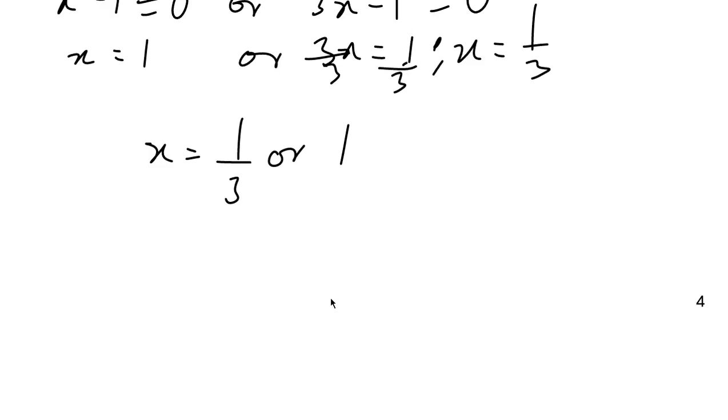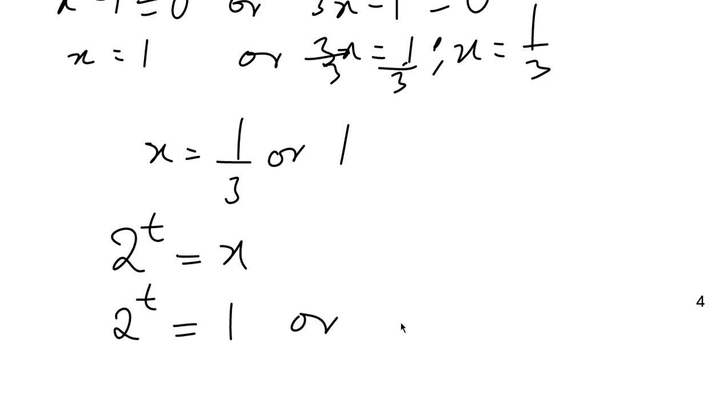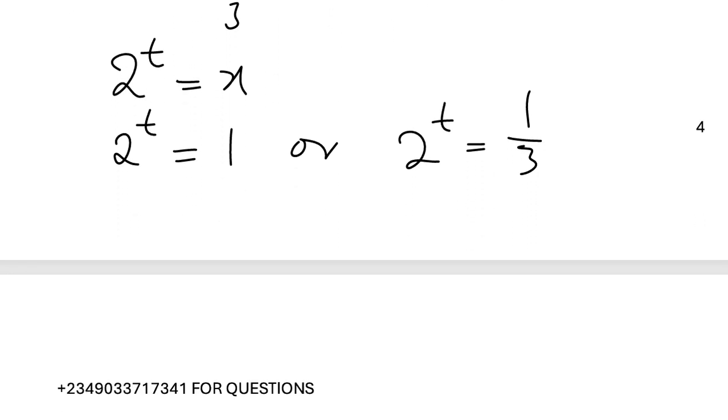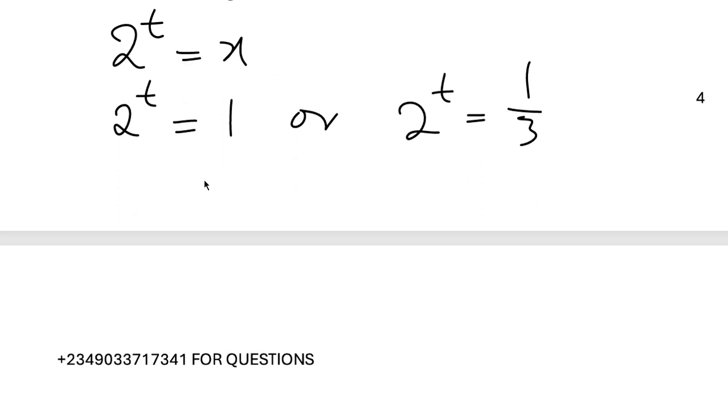So you now recall, that's the main point. You now recall that 2 to the power t is equal to what? X. That means we can now say that 2 to the power t is equal to 1, or 2 to the power t is equal to what? 1 over 3. Do you grab? Now, that's why you must be conversant with your index laws. So go and revise them. Go and revise the index laws.